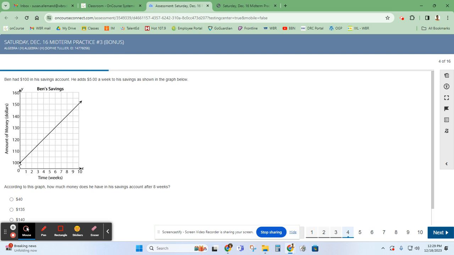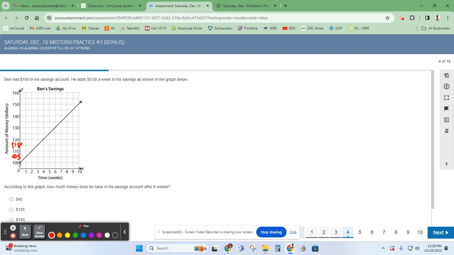Next. Then has $100 in a savings account. So this little squiggly line means that it's a broken graph, meaning they skipped a bunch of numbers. So they skipped all the numbers from 0 to 100, but then after that, it looks like they're counting by fives. So this would be 105, 115, so on and so forth. The time in weeks is by counting by ones.